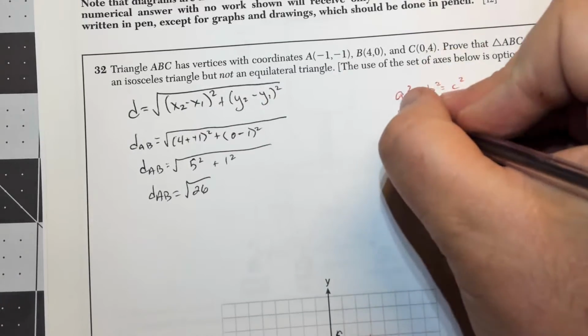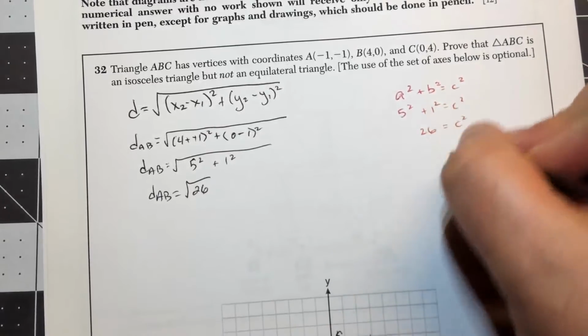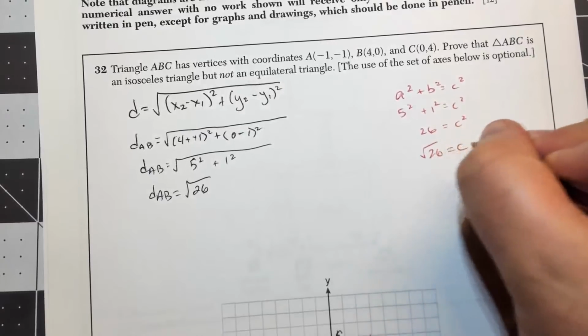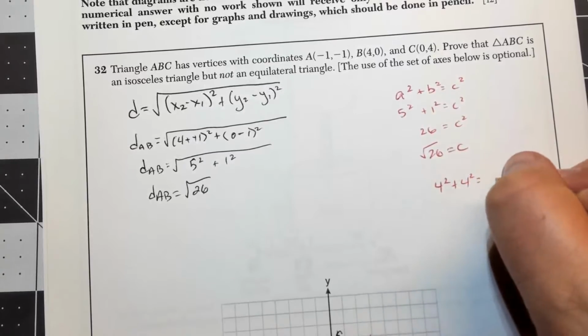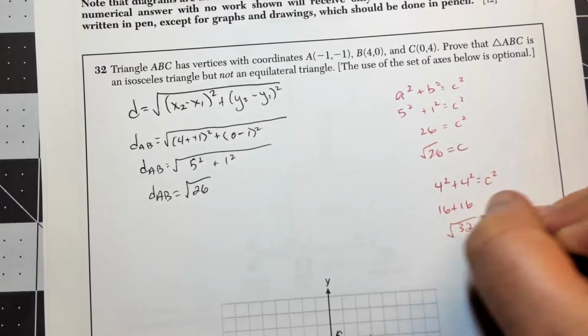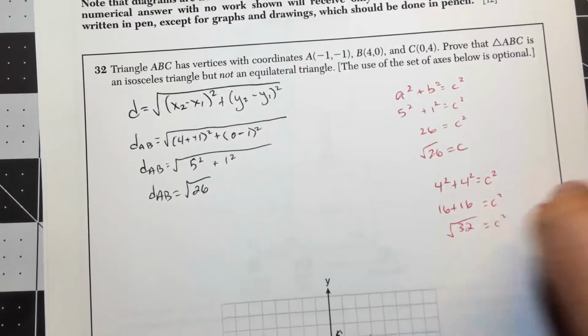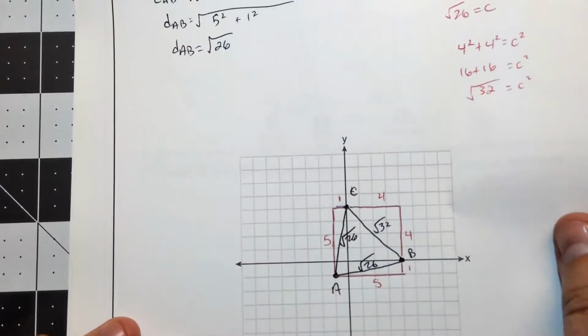All right, so 5 squared plus 1 squared is 26, and this is the square root of 26. And then we're going to do 4 squared plus 4 squared is equal to c squared, so 16 plus 16 is 32. That's all I would have to do for those two distances. What I would then do is go back and label square root of 26, square root of 26, square root of 32, and then I'm guaranteeing my grader is going to see this.